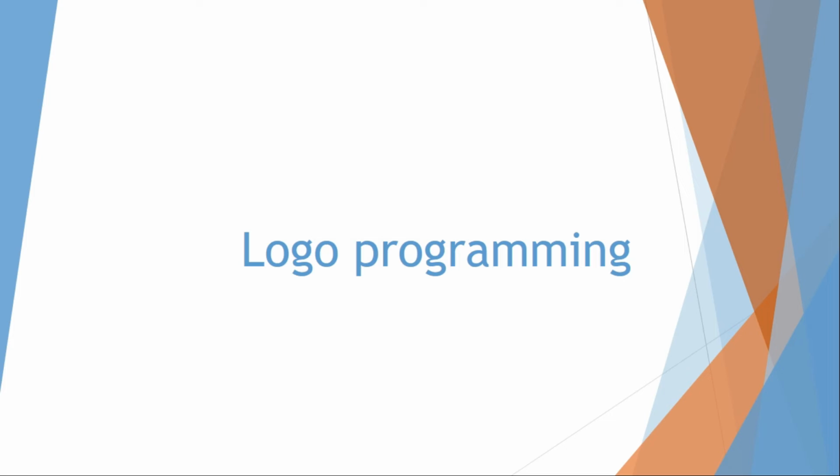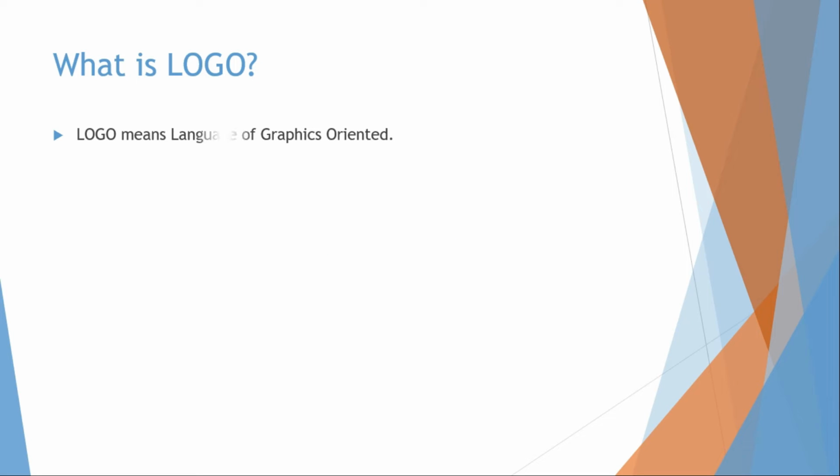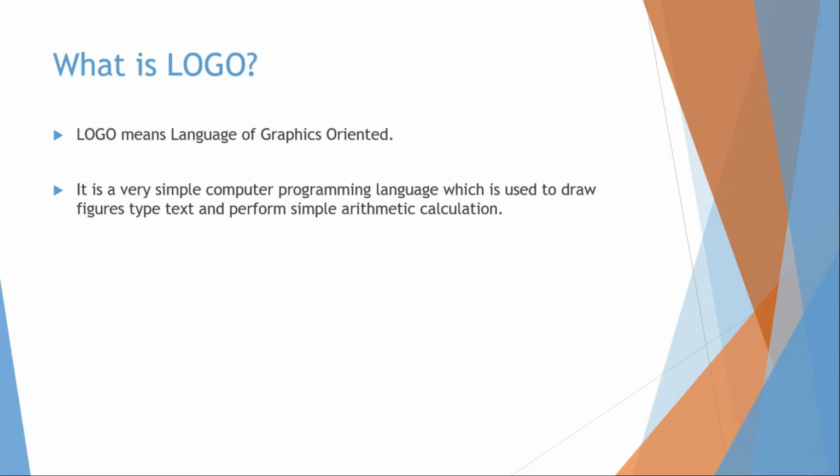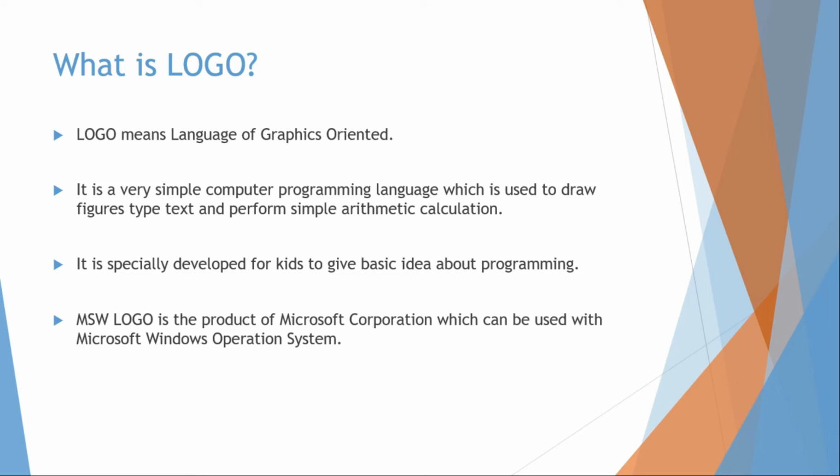What is Logo programming? Logo means language of graphic oriented. It is a simple computer programming language which is used to draw figures, type text and perform simple mathematical or arithmetic calculations. It is especially developed for kids to give them a basic idea about programming.